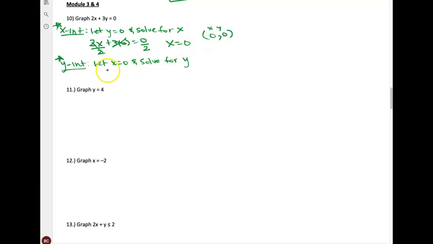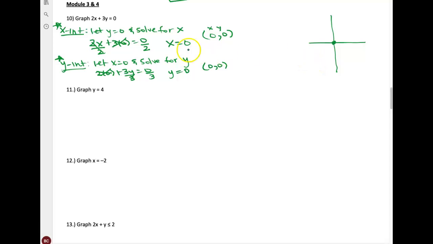Okay? And if I do this the other way too, look at what happens here. If I put 0 in for x this time, I have 2 times 0 plus 3y equals 0. Well, 2 times 0 is just 0. And again, if I divide by 3, 0 divided by 3 is 0. So on this one, when I try to use my x and y intercepts to graph this, it's going to be a little bit hard because it only gave me 1 point. So that's not going to help me graph this. I know that this 0, 0 is one of the points, but I need to get another point on my graph.